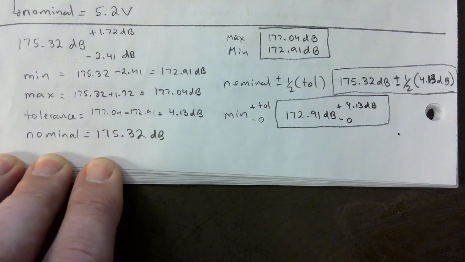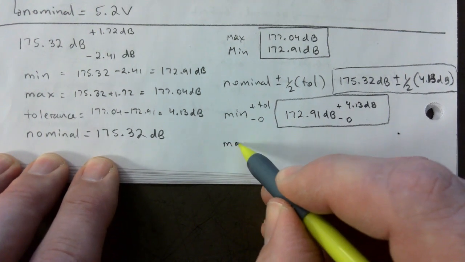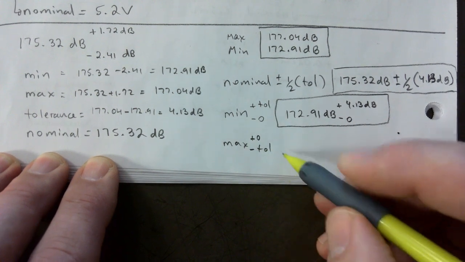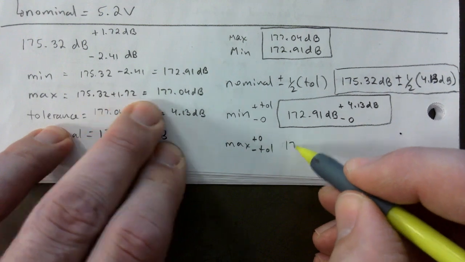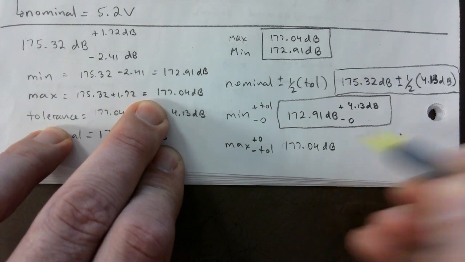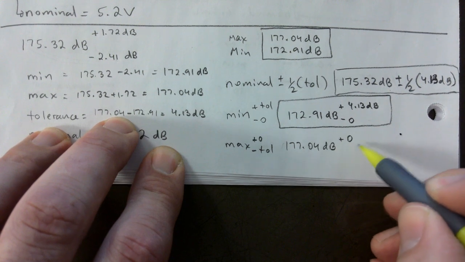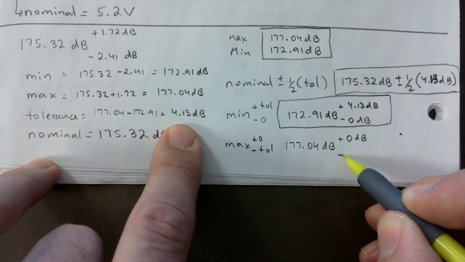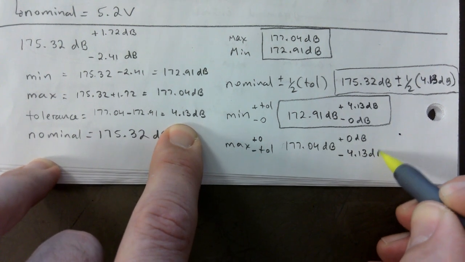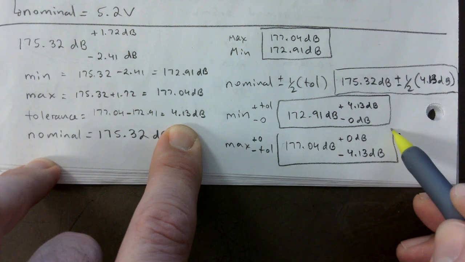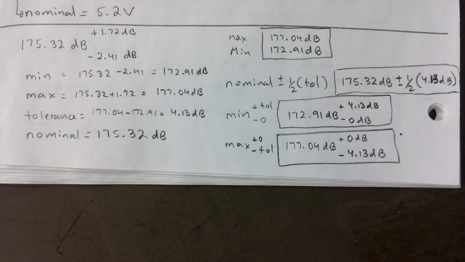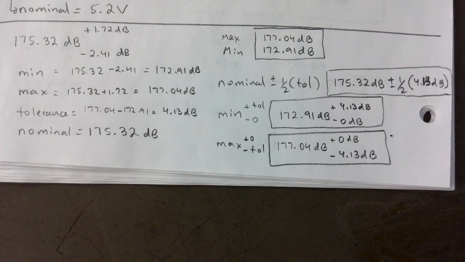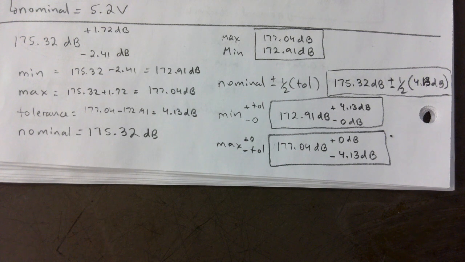That's that one. And the next one is max plus 0, can't go any higher, minus tolerance. So you go grab your max, 177.04 decibels plus 0 decibels minus the tolerance, which I'm just going to read off, it's 4.13 decibels. There are your 4 formats, stated right there.